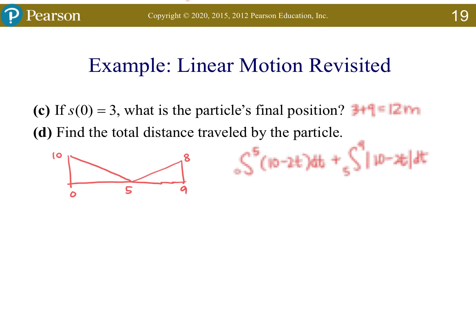This is a situation where, me personally, I feel like now the geometry is easier because otherwise I have to do two antiderivatives and I have to worry about the absolute value, but we can do both. So we'll have 1/2 base times height, so this would have an area of 25, and then 1/2 base times height, so that would have an area of 16, so 25 and 16 giving me a total distance of 41.